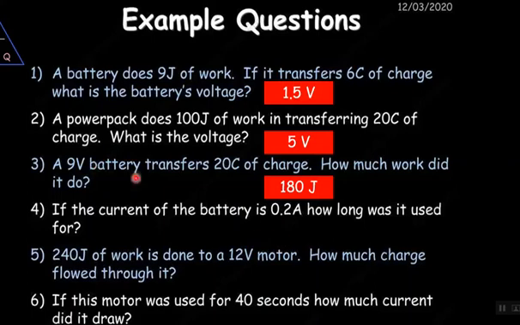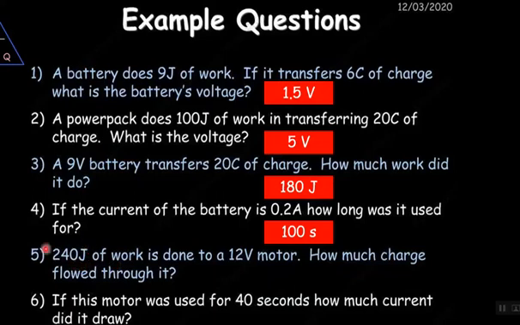Now the next question refers to the same battery. If the current in the battery is 0.2 amperes, we just saw that Q is I times T. How long was it used for? Q divided by I gives us T. We want the time. So 20 divided by 0.2 gives us 100.